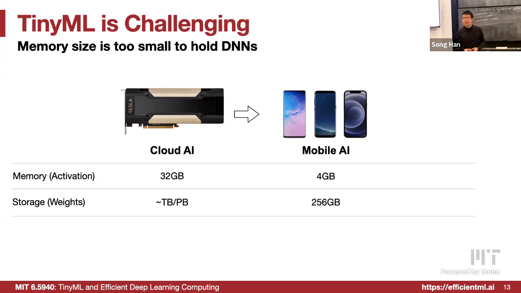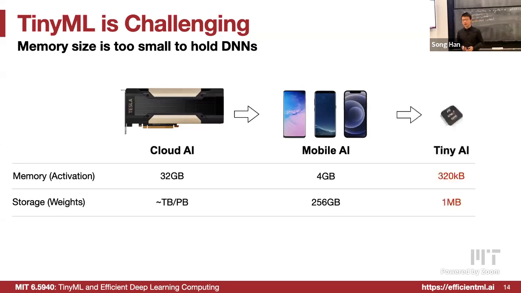But it's not easy. TinyML is quite challenging. What makes it so challenging? The resource, primarily the memory resource. For cloud AI, you can easily get, in this slide it's showing 32 gigabytes of memory, but now you can easily get 80 gigabytes of memory, A100, H100 GPU, which has terabytes or even petabytes of storage to store the weights and data. On mobile devices, like on our phones, you can easily get a couple of gigabytes of memory and hundreds of gigabytes of storage. That's plenty.